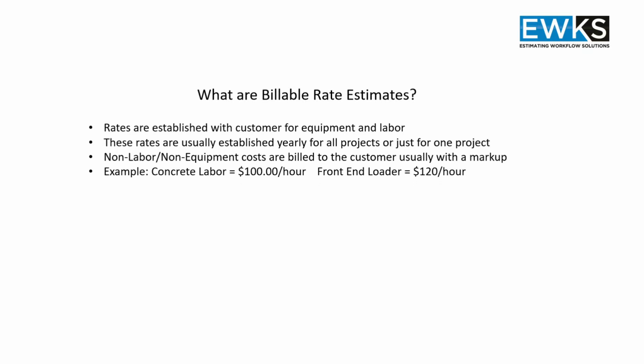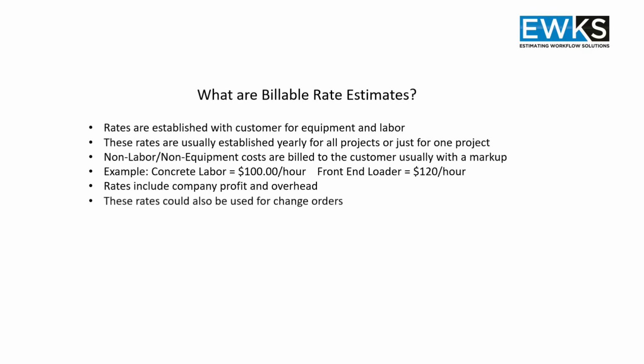An example of these billable rates: concrete labor would be $100 per hour, and a front-end loader would be $120 an hour. So this rate would include your profit, your overhead, and any of these indirect costs. Everything is built into this rate. So rates include company profit and overhead. And these rates could also be used for change orders.